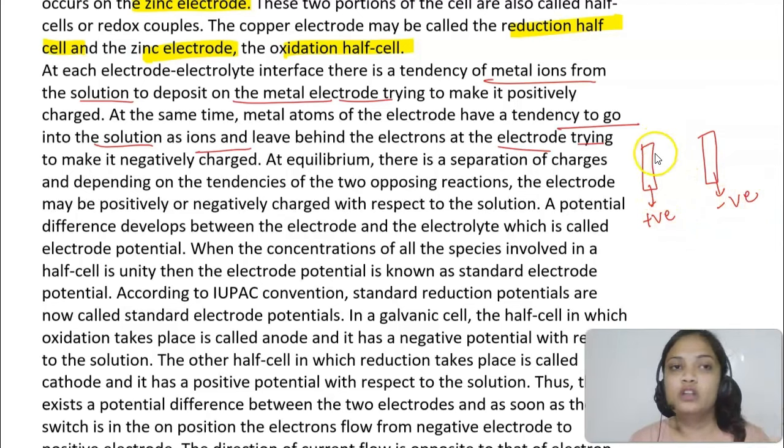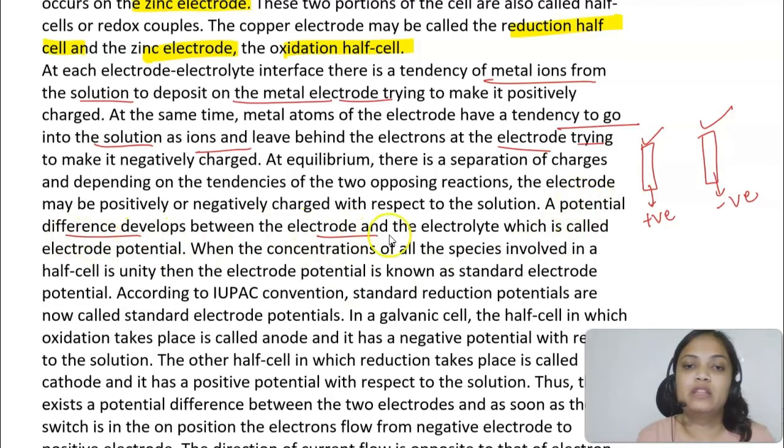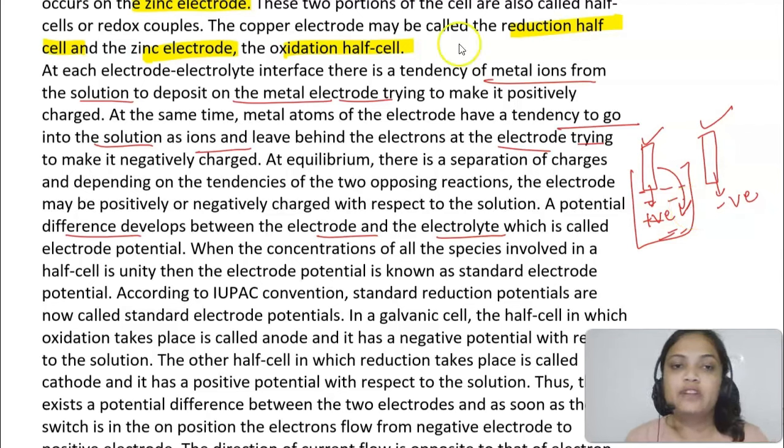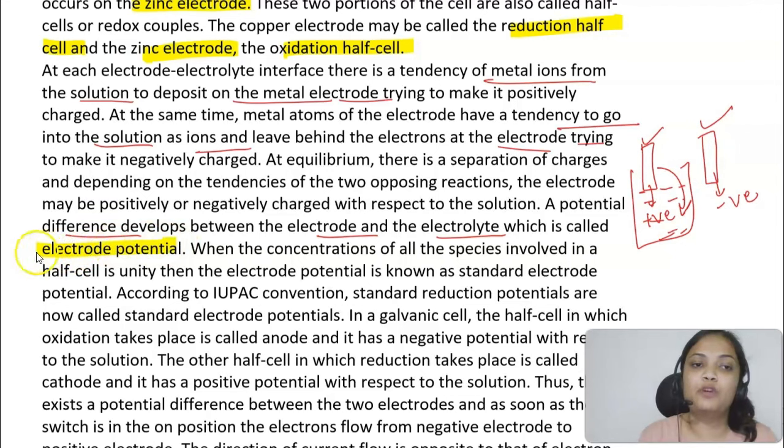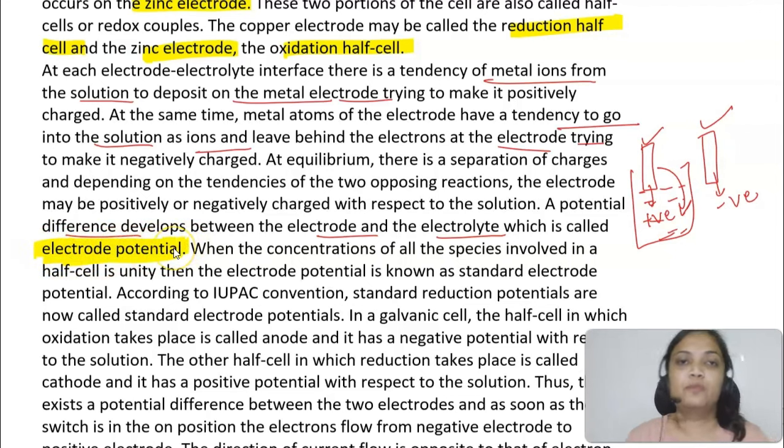Of course, when one electrode is positively charged and one is negatively charged, there is a charge difference. So a potential difference develops between the electrode and the electrolyte in which it is dipped. Because of that charge difference, a potential difference exists. Now this potential difference is known as electrode potential. Very, very important term, electrode potential. These are the important terms that I am explaining.